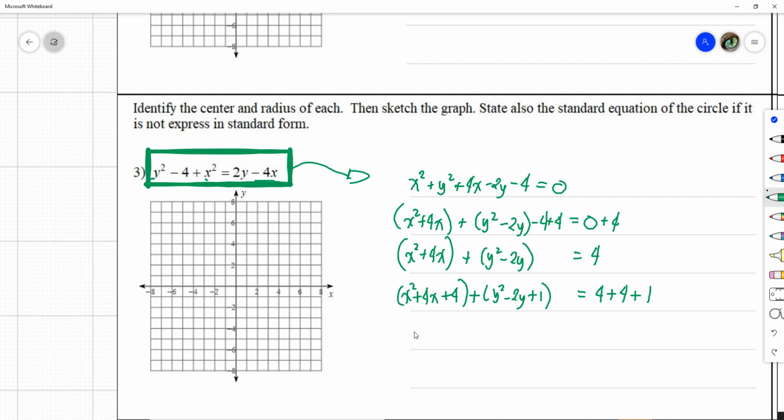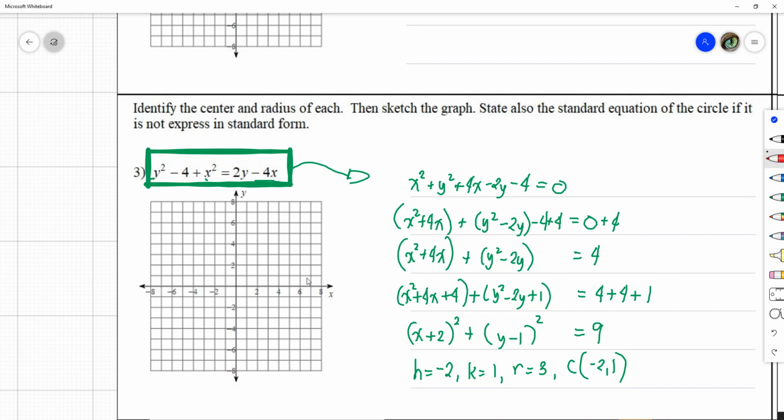Now we can rewrite this one in factored form. You have the quantity x plus 2 squared plus the quantity y minus 1 squared equals 4 plus 4 plus 1 equals 9. Therefore, our h would be negative 2, our k is positive 1, the radius is 3, and the coordinates of the circle center is (-2, 1). Okay, so we can now graph this one.